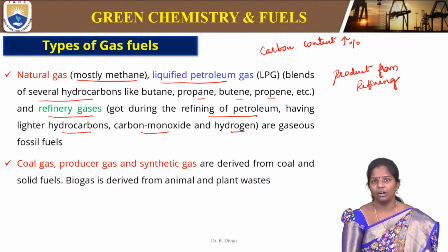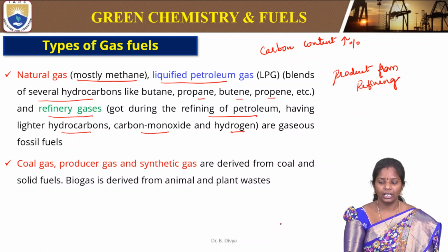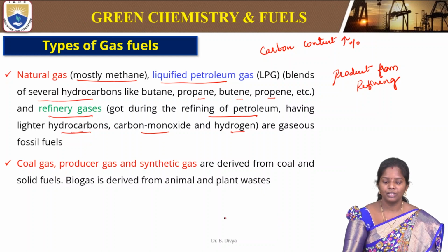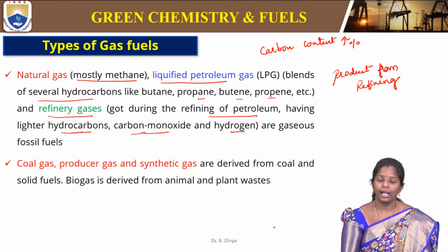So after obtaining the crude oil, the refining technique will help in obtaining different types of gases. One of them is refinery gas. So that contains a mixture of lighter hydrocarbons, carbon monoxide, and hydrogen.